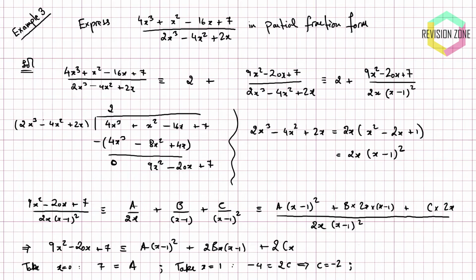So we've worked out the value of c. Now we've just got to work out the value for b, but we can now just take x to be negative 1. So when I put negative 1, I'm just going to get 9 times negative 1 squared, which is 9. Negative 20 times negative 1, which is positive 20. So 9 plus 20 is going to be 29, and then the plus 7 is going to give me 36. So the left-hand side gives me 36.